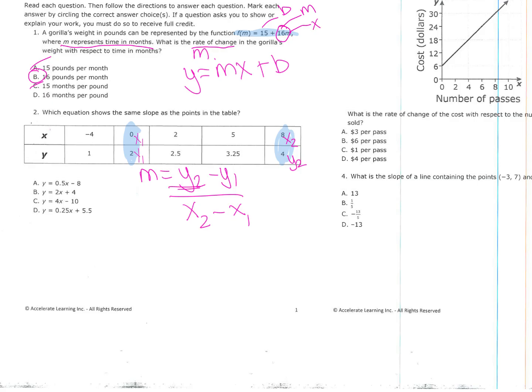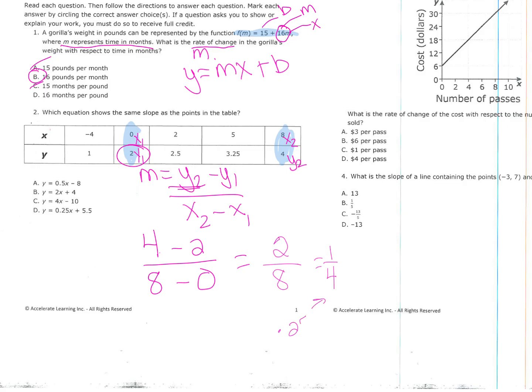So my y2, well, that's my 4, minus my y1, that's my 2, over my x2, that's my 8, minus my x1, that's my 0. And now I'm going to simplify. 4 minus 2 is 2. 8 minus 0 is 8. So I have 2 eighths. If I put that into Desmos, it simplifies to 1/4, which is the same as 0.25 as a decimal.